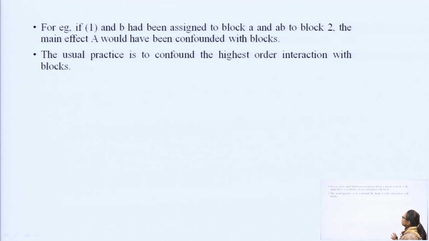Next example, if a and b had been assigned to block 1 and (1) and ab to block 2, the main effect of A would have been confounded with blocks. The usual practice is to confound the highest order interaction with blocks.